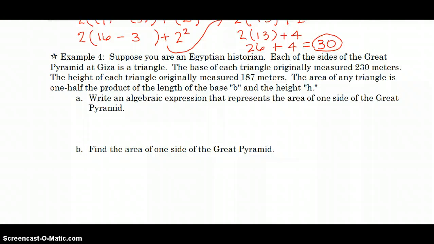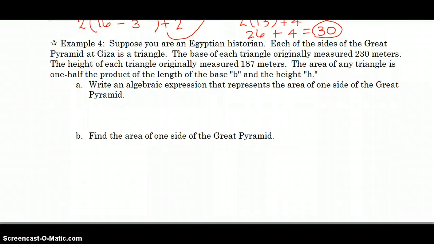Alright, so life isn't going to come to us with a string of expressions to operate on. Life's going to come to us in words. So let's tackle this word problem. Suppose you are an Egyptian historian. Each of the sides of the Great Pyramid at Giza is a triangle. The base of each triangle originally measured 230 meters. The height of each triangle originally measured 187 meters.